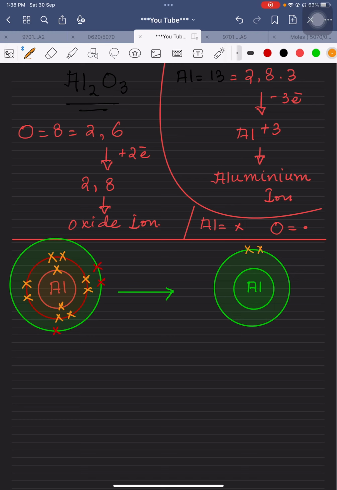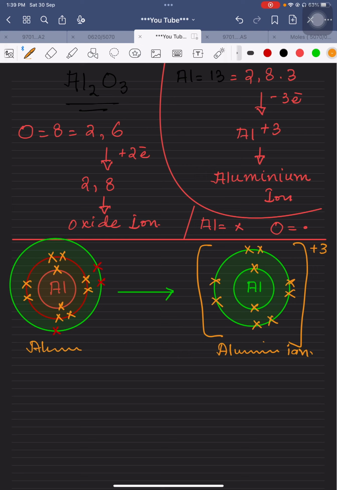Here we are going to complete the first shell. It is again the square bracket, and it is a +3 over here. So it is an aluminum ion, whereas this is an aluminum atom. How many electrons will it lose? 3 electrons. Very clear.